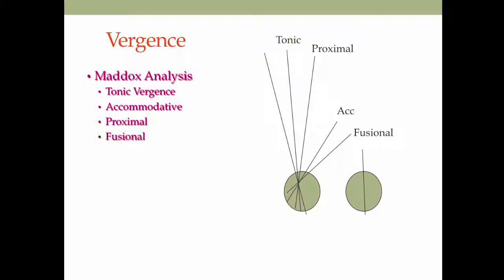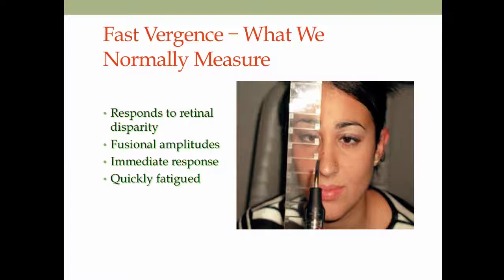When we measure fusional amplitudes, either using a prism bar or a phoropter, what we are normally measuring is what's called fast vergence. It's an instantaneous, immediate response to a change in vergence disparity. As soon as you increase the demand from the prism, the eyes make a convergence or divergence movement in regard to it. The faster you move the targets, the lower the fusional amplitudes. The larger the target we use, the larger the fusional amplitudes. So fusional amplitudes are directly related to the size of the target and to the speed of testing.